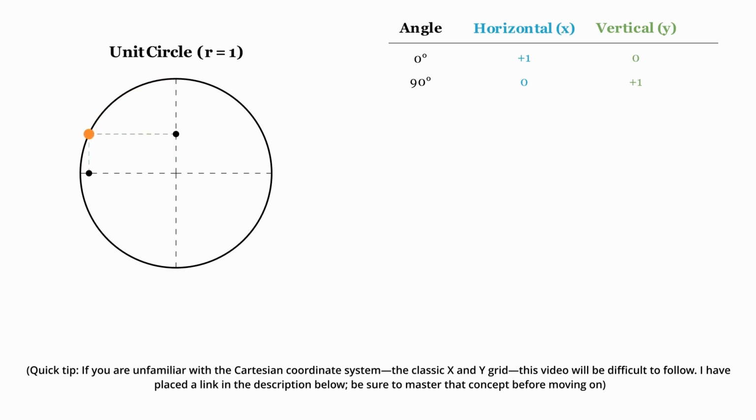When the car reaches 180 degrees, its horizontal displacement is at its maximum in the negative direction, which is -1, and its vertical displacement returns to 0. At 270 degrees, the horizontal displacement is 0, and the vertical displacement reaches its maximum in the negative direction, which is -1. Finally, at 360 degrees, the car completes the loop and is back exactly where it started. Its horizontal displacement is +1, and its vertical displacement is 0.